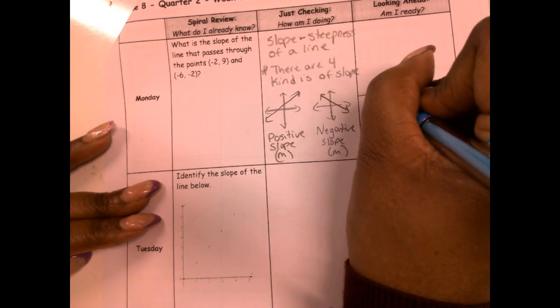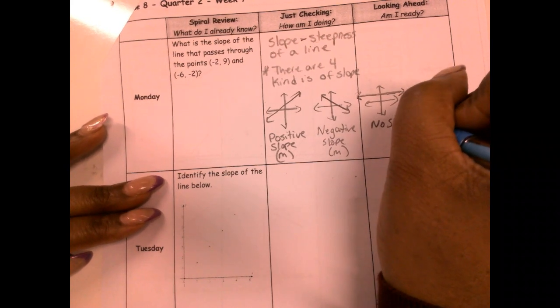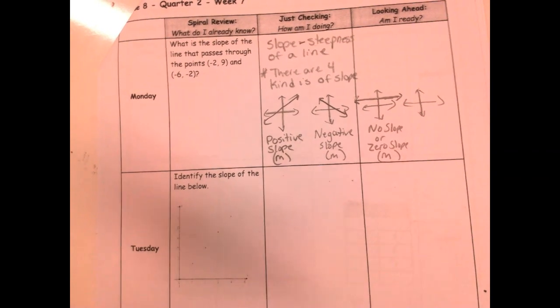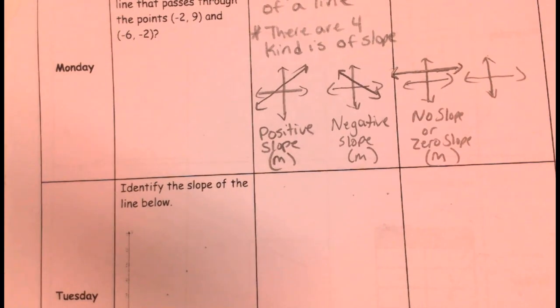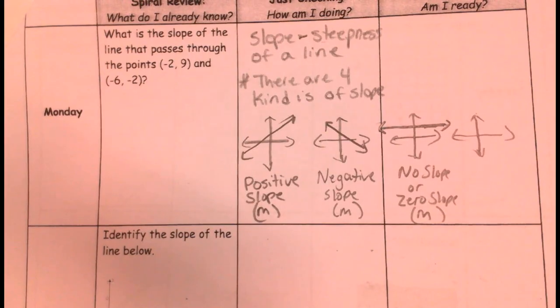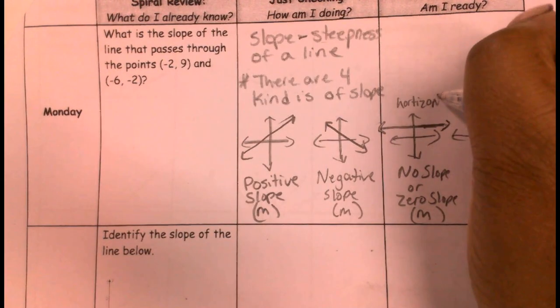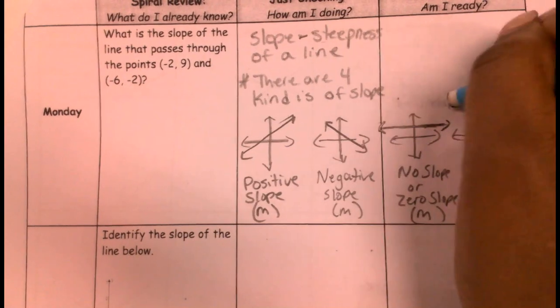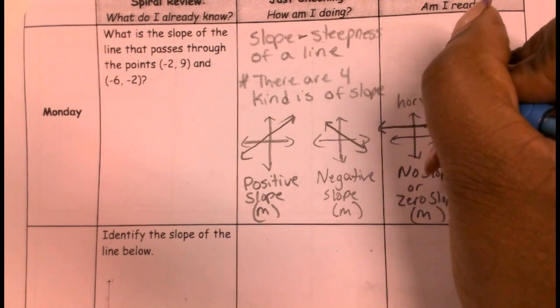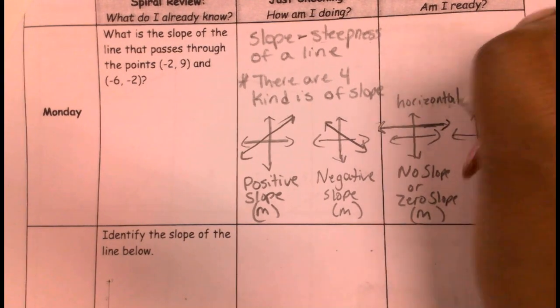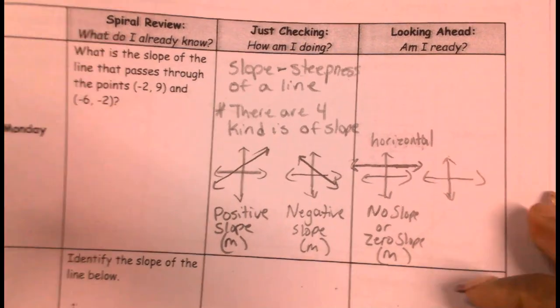If you have a flat line or a horizontal line, this doesn't have a slope to it because it's flat. There's no steepness to it. So this is no slope or zero slope. Again, the letter for slope is M. This is a horizontal line. I spelled horizontal wrong. Sorry. The horizontal line has zero slope.